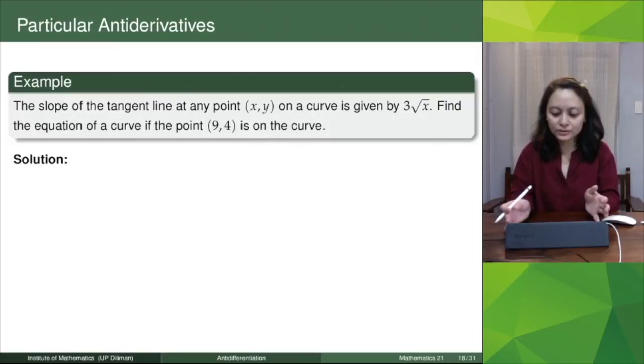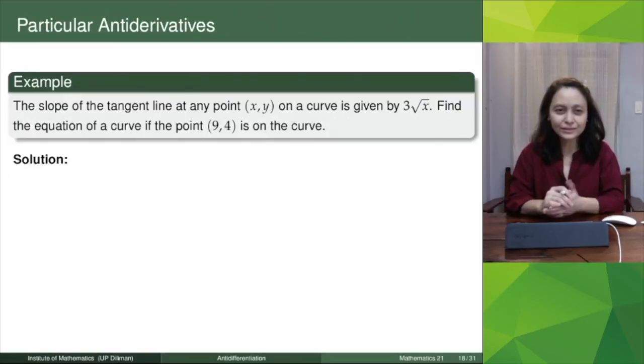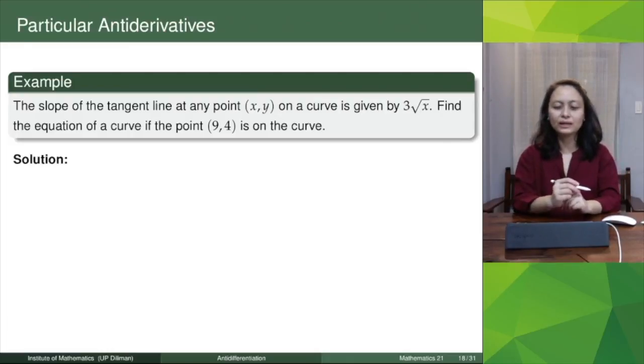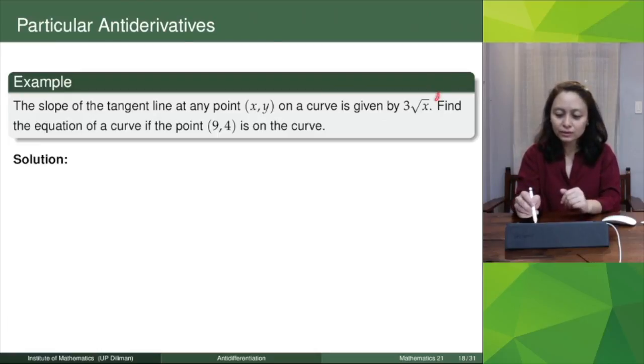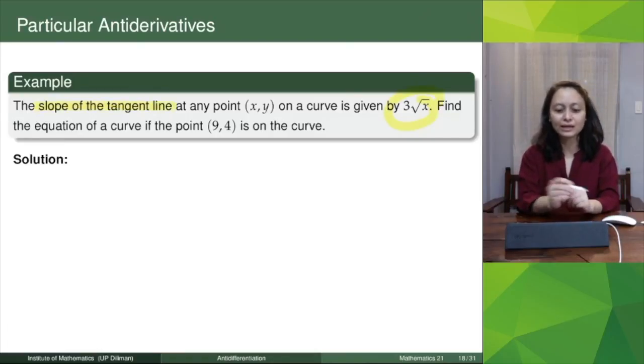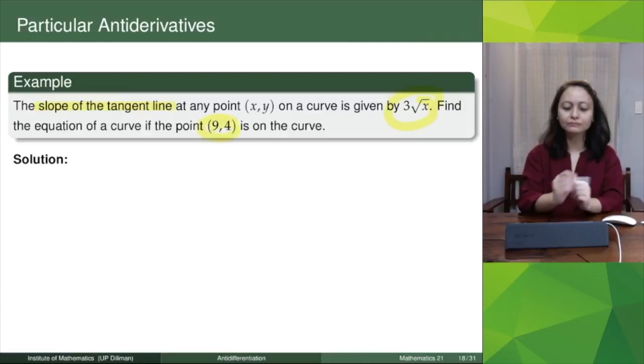Ayan, sige. So, let's go to this example. Last na yata to for this part. Okay. So, sabi dito, the slope of the tangent line at any point xy on a curve is given by 3 square root of x. You're asked to find the equation of a curve if the point 9, 4 is on the curve. Okay? So, ano yung mga given sa atin? So, ano tong 3 square root of x? 3 square root of x is the slope of the tangent line at any point xy. And then you're also given a point on the curve.